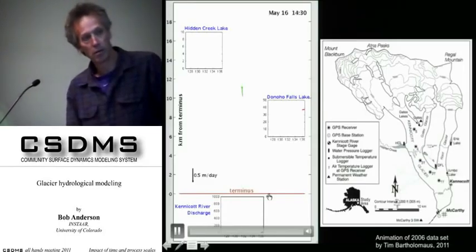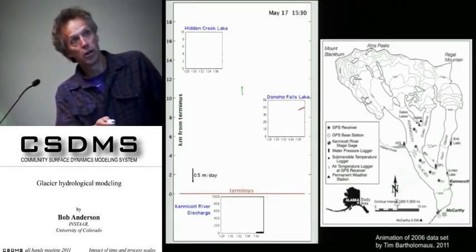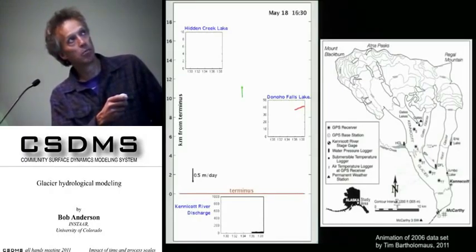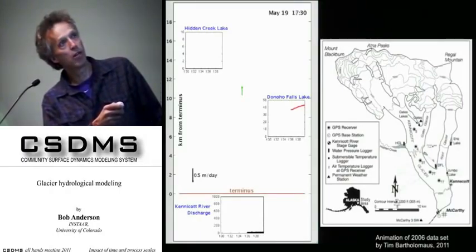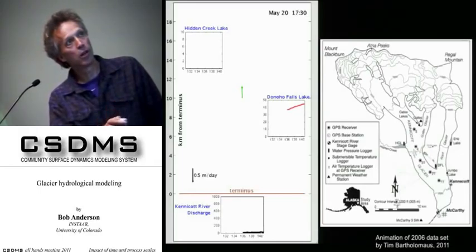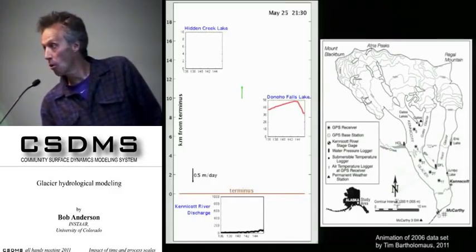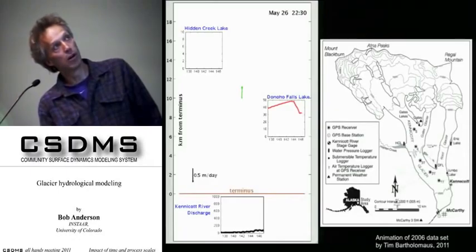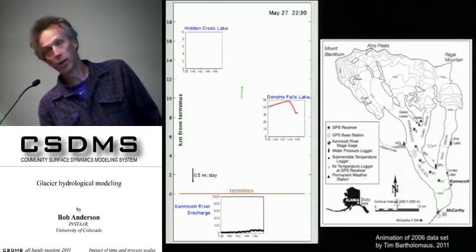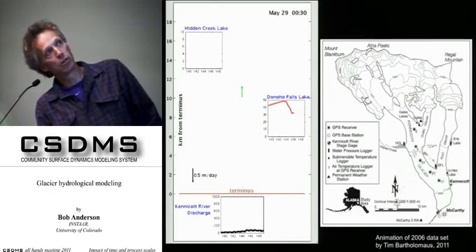All right, animation of the data. So here it is in real space. This is Tim Bartholomew's animation. Here's the hydrograph, the stage record in Hidden Creek Lake, Donahoe Falls Lake, and the terminus in proper order. This is a GPS monument. We're seeing the X, Y motions of that monument. We put it in on Mother's Day and then went back to school. So for a month here, we'll just see the Mother's Day GPS. And you can see there's a significant oscillation on a daily basis, even at this time of year in May.